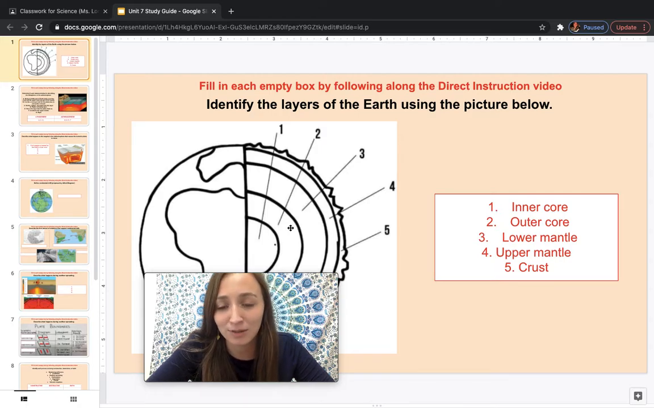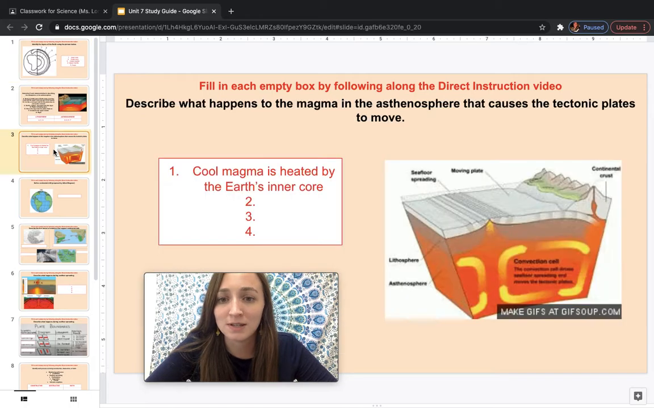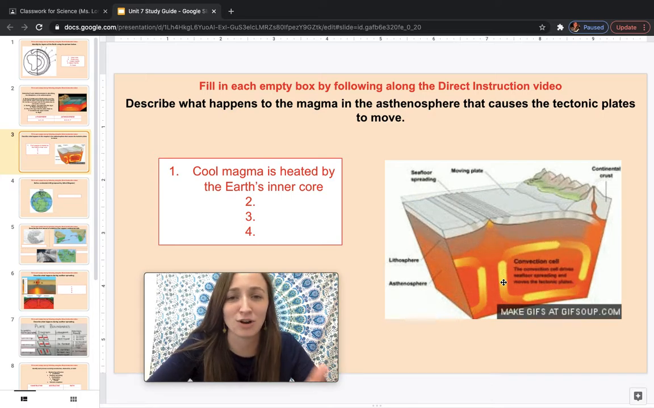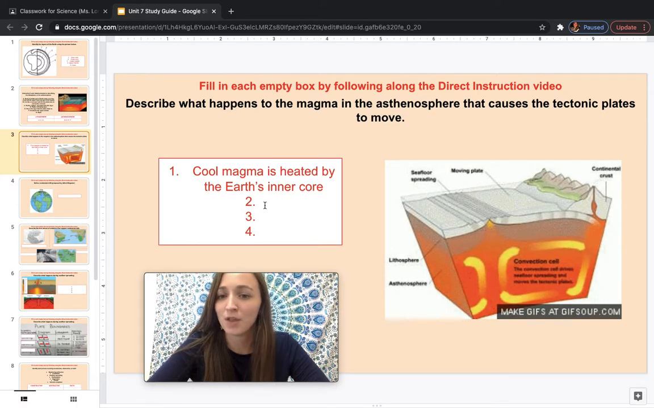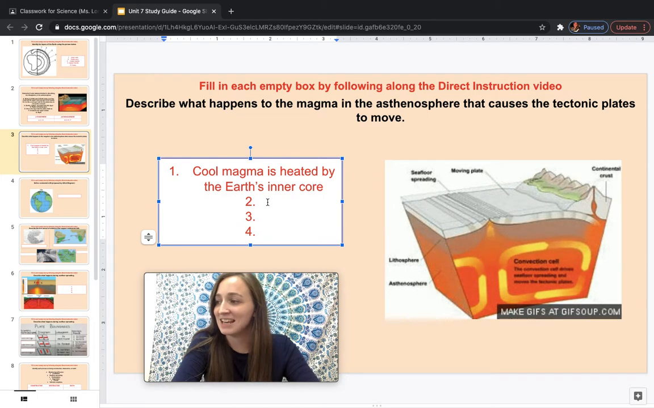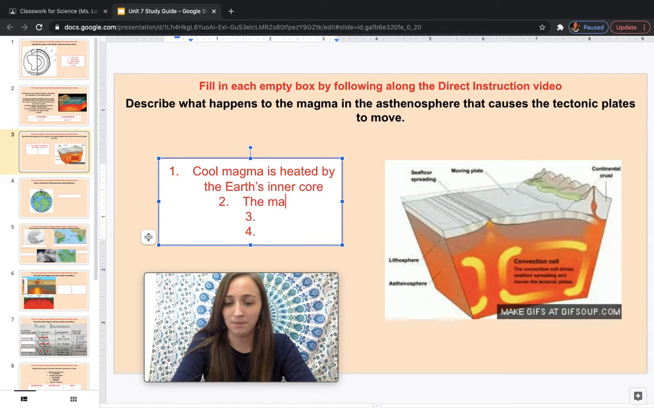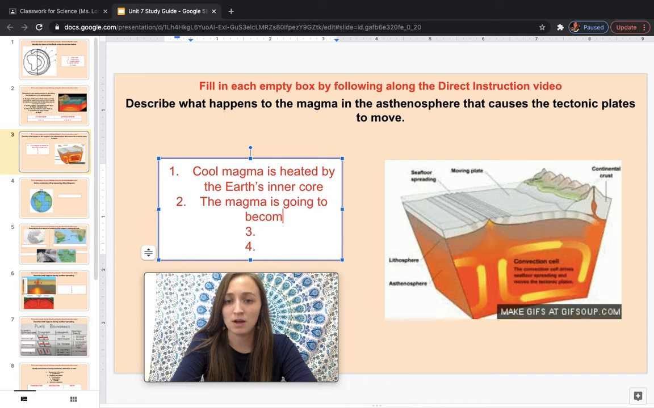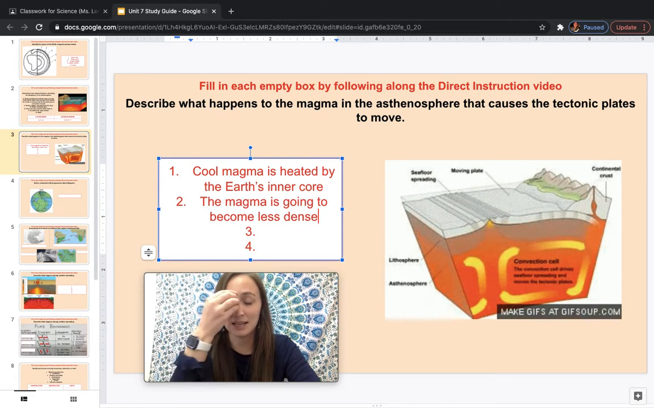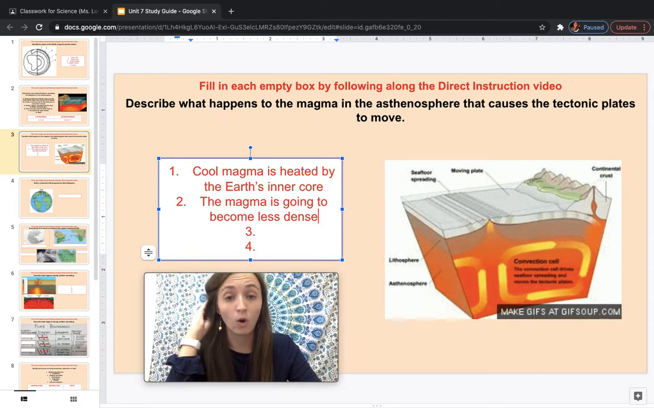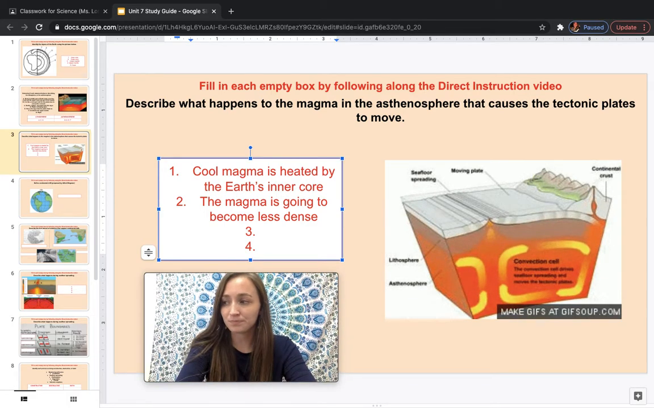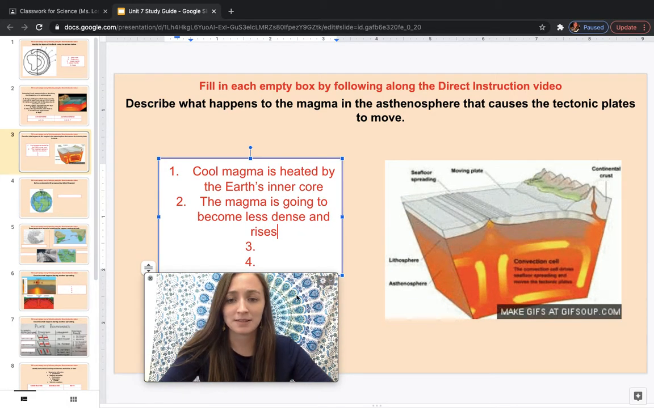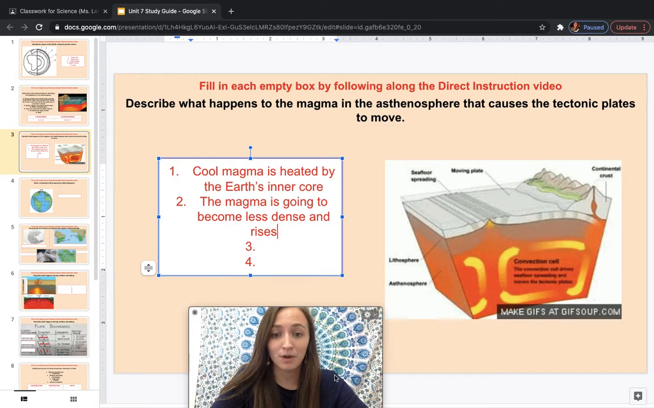The further down into the Earth's center you go, the hotter it gets. So as soon as magma is moving down toward the center, it's going to get hot. It's going to heat up naturally. It's like Earth's little microwave in the center. So after that cool magma is heated up, it is going to become less dense, meaning it is more likely to float or rise up in the liquid, and it's going to rise. So that hot magma is going to rise.